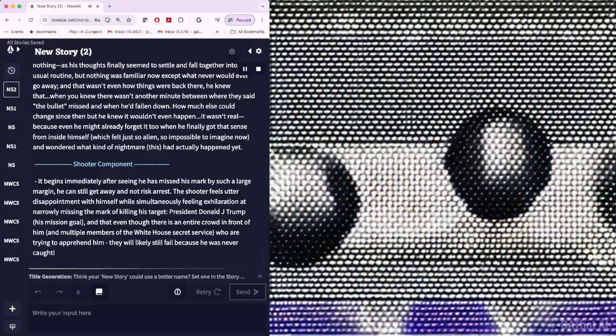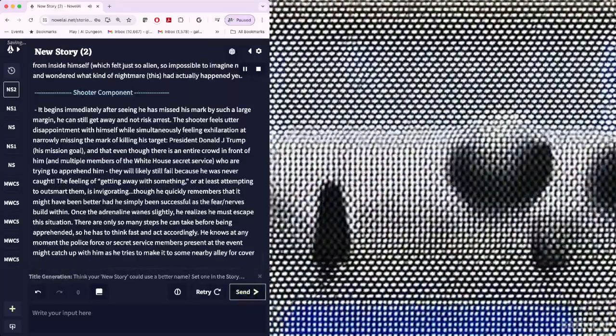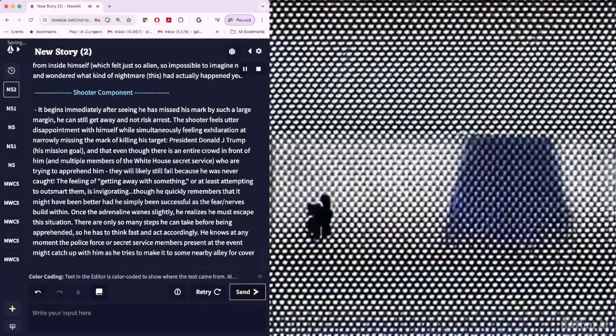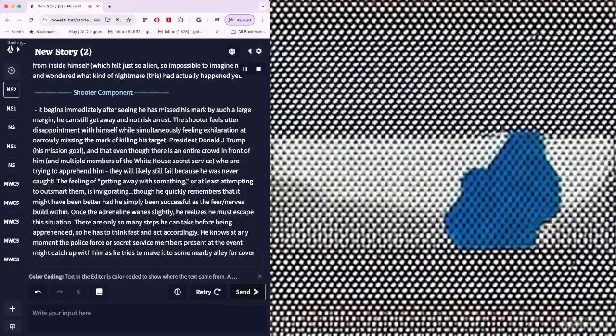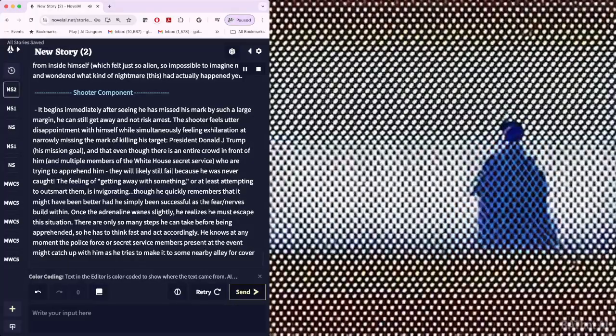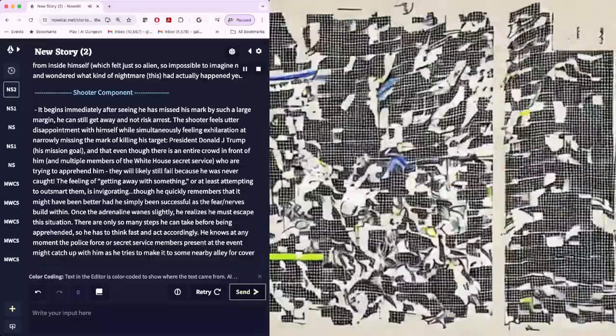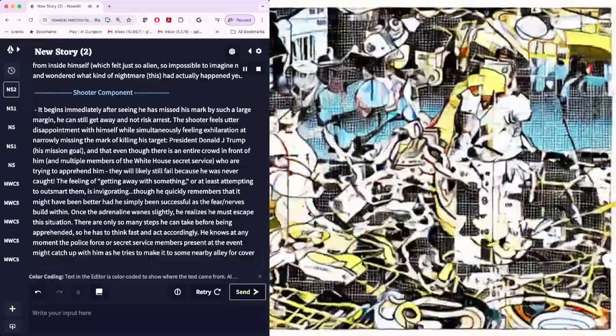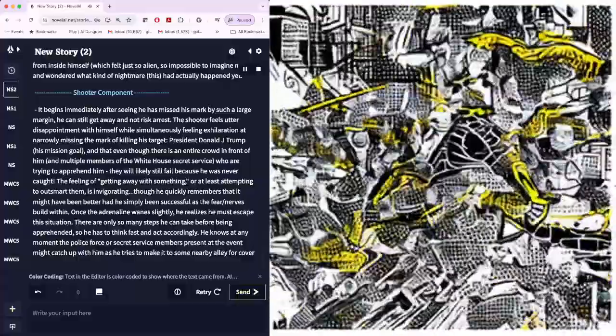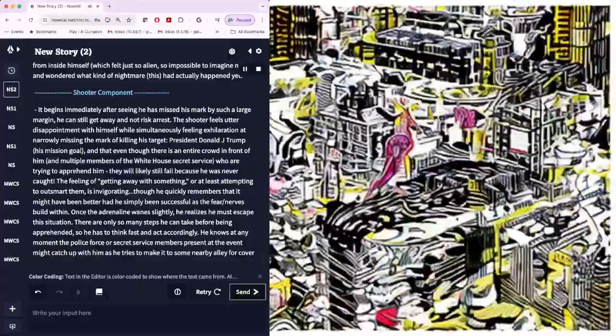Shooter component. It begins immediately after seeing he has missed his mark by such a large margin, he can still get away and not risk arrest. The shooter feels utter disappointment with himself while simultaneously feeling exhilaration at narrowly missing the mark of killing his target.